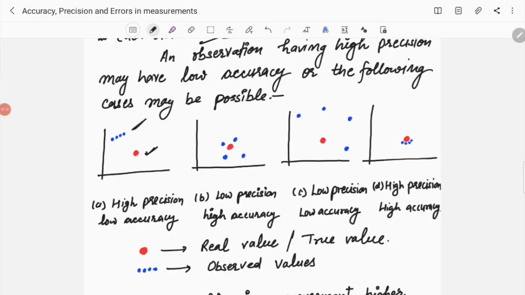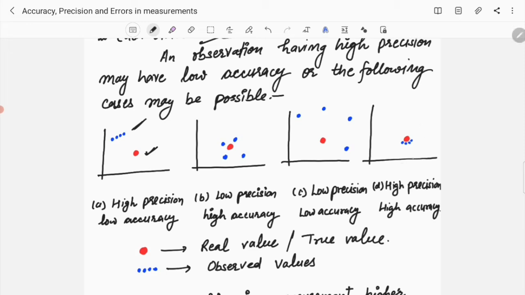In the third graph, we can see that all the four blue dots are not very much close to each other, so they are showing low precision, and they are not very much nearer to the true value of the physical quantity also, so they are showing low accuracy. So in this case, we have low precision with low accuracy.